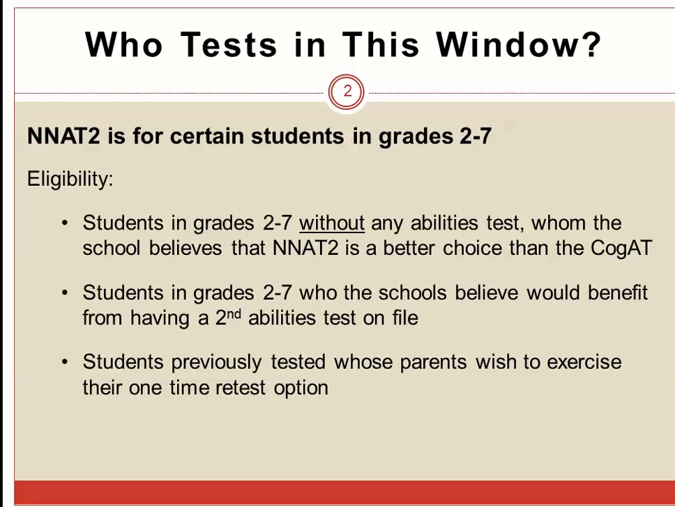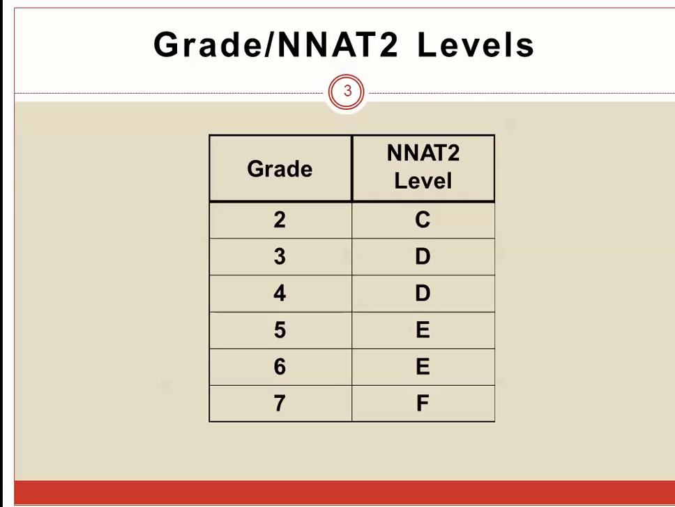So the window is from November 17th until November 21st, and the Naglieri is for certain students in grades 2 through 7 without an abilities test, or who the school believes would benefit from having a second abilities test on file, or students who previously tested whose parents wish to exercise their one-time test option. So these are the different levels for grades 2 through 7. First grade this year will be taking an online version of the Naglieri in March.